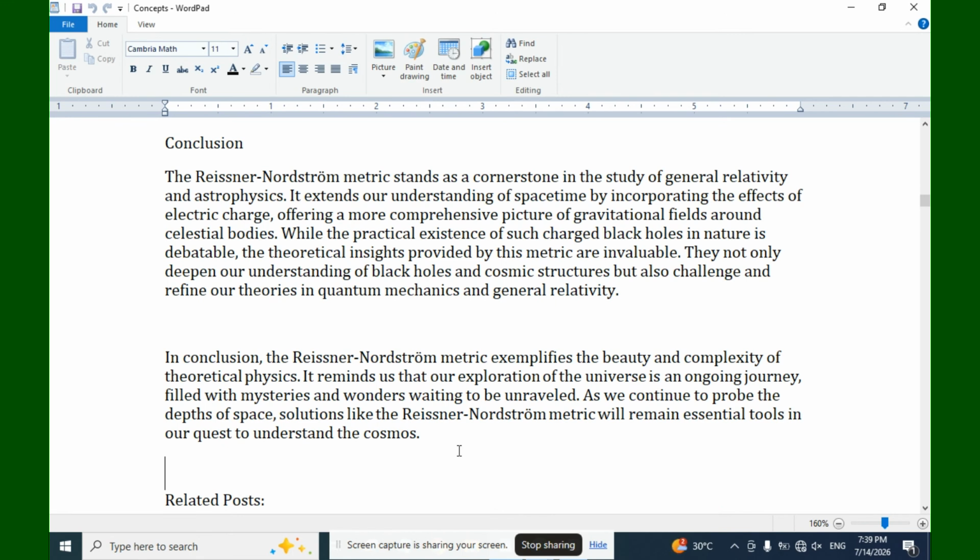the practical existence of such charged black holes in nature is debatable. The theoretical insights provided by this metric are invaluable. They not only deepen our understanding of black holes and cosmic structures, but also challenge and refine our theories in quantum mechanics and general relativity.